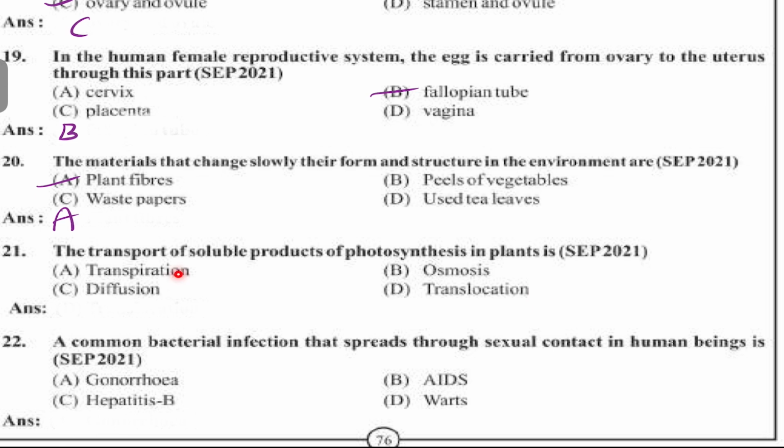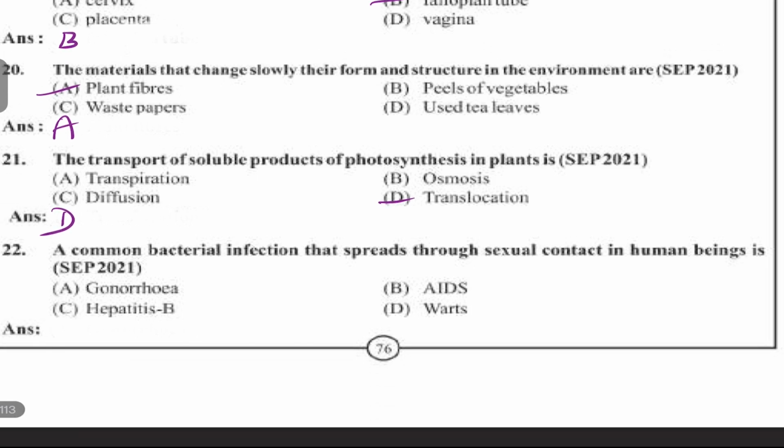What is transpiration? It is the loss of excess water through the parts of the plant. What is diffusion? Diffusion is transfer of gases. What about osmosis? It is the movement of water from higher concentration to the lower concentration. Hence the correct answer is translocation. That is option D. Coming to the next question.